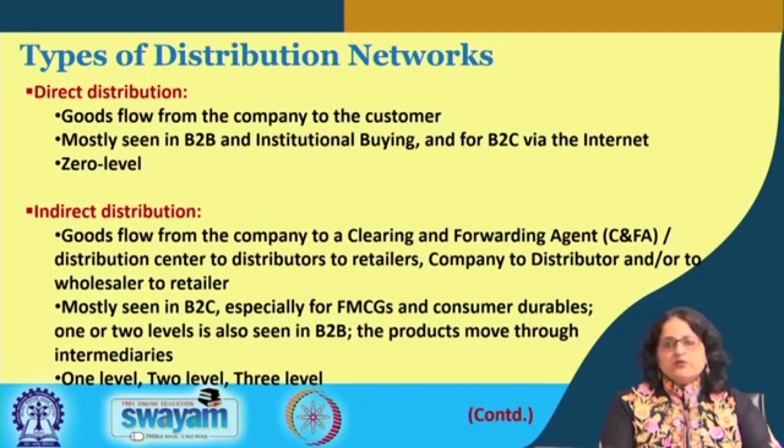Now, companies always have this option to either directly distribute their goods and services or to have channel partners or channel intermediaries, and so they could either go in for a direct distribution of goods and services, or they could go for an indirect distribution of goods and services. In the case of direct distribution of goods and services, the goods flow from the company to the customer directly.